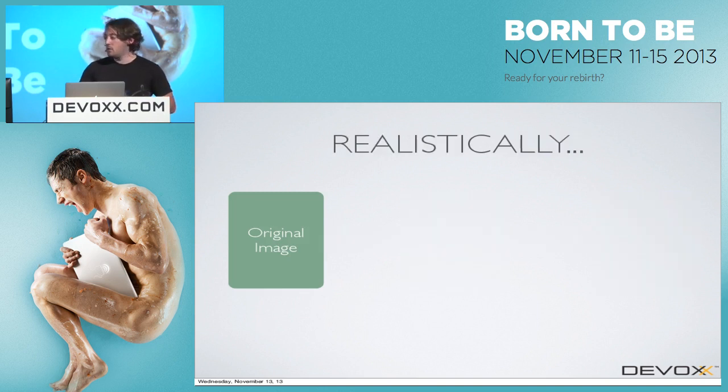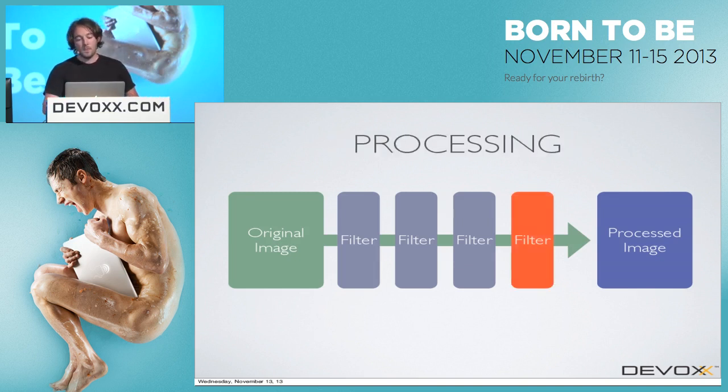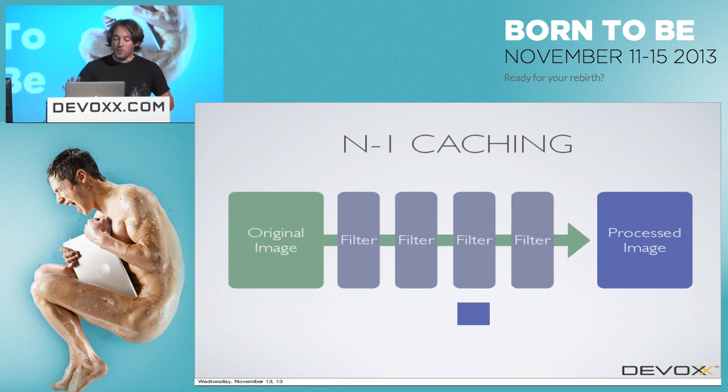We do a couple of things with the pipeline cache. So that's the general pipeline model, but of course, in reality, it's probably more something like that. So when the user changes a parameter into, let's say, the last filter, we are going to have to recompute all the images to get the final processed image. That's not exactly optimal. So we are a bit more clever than that, and we just keep the last n-1 image around, so that if the user modifies the same filter again, we just have to recompute one image.